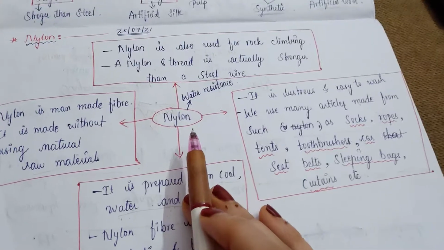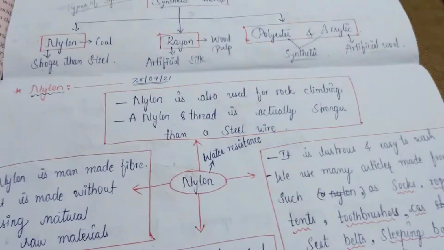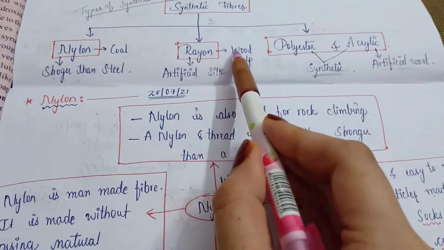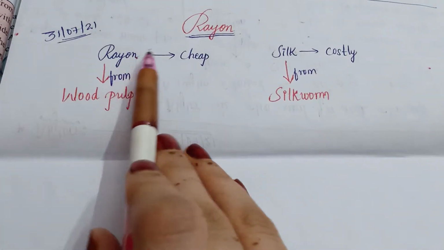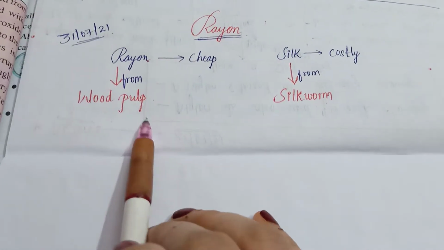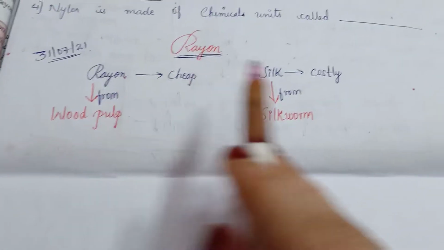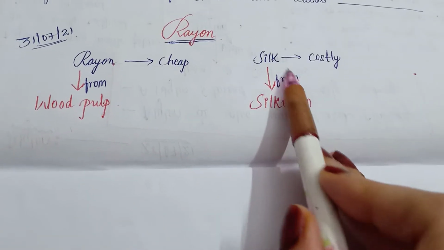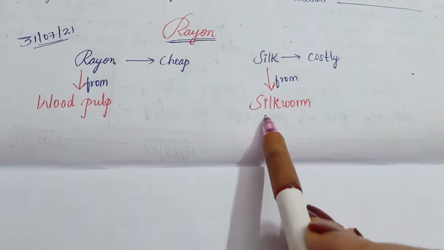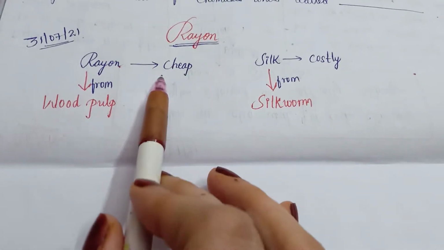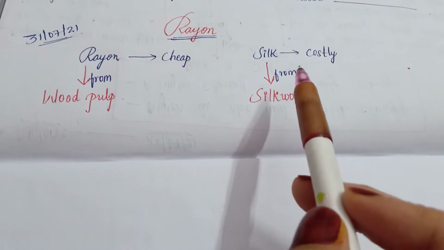Okay students, in today's class we will discuss rayon. As I said in our last class, rayon is prepared from wood pulp, right? So rayon is a fabric, it is cheap and it is prepared from wood pulp. But before going to today's topic, we have to know about silk. What is silk? It is also a fabric. Silk is prepared from silkworm, and silk is costly compared to rayon. Rayon is cheap and silk is costly.